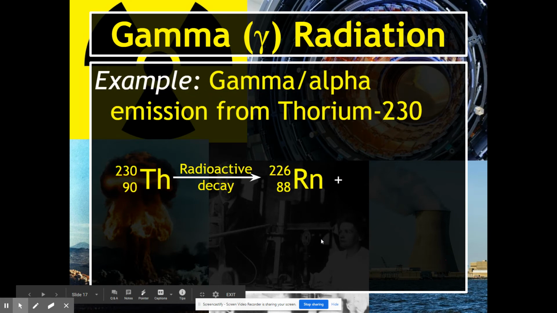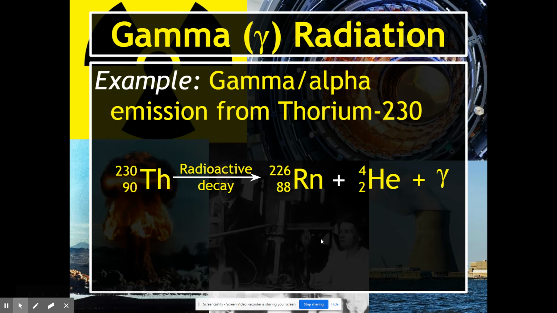Here is an example of gamma and alpha emission from thorium-230. So we start off with thorium-230. It spontaneously goes through radioactive decay, forming an entire new element. The reason there's a new element is because we're giving off an alpha particle. We're also giving off this gamma particle. The gamma particle does not change anything, but the alpha particle does.